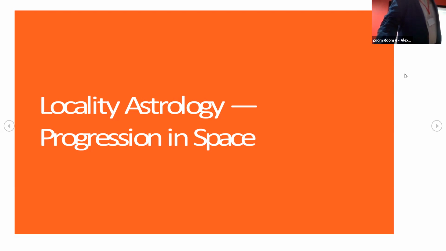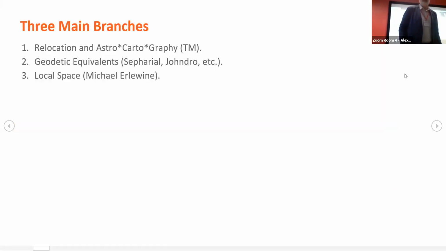Similar to how we have transits, progressions, and so on in the astrology of time, in the astrology of space there are also different methods we can use, or different technologies, I would say. The first method, or the first technology, is relocation and astrocartography.